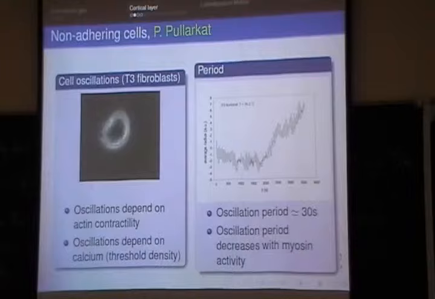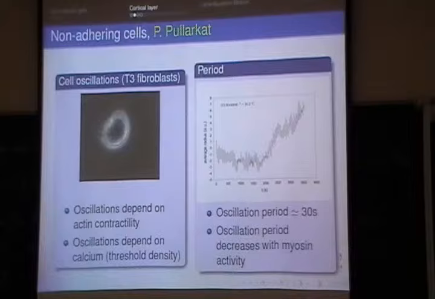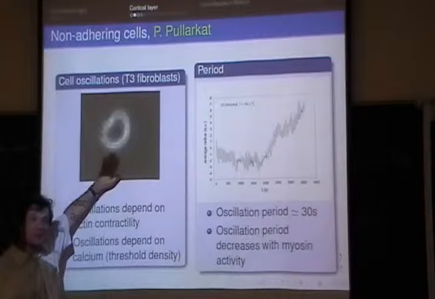Of course, then you want to know what creates these oscillations. And of course, it has to do with actin and myosin, otherwise I wouldn't show you. If you inhibit the myosin, so you destroy the myosin, the cell stops oscillating. If you destroy the actin cortex by adding another drug, the cell stops oscillating. Now it's known that in these cells, actin is mostly at the cortex. So what this means is that this instability that we see here is an instability of the cortical actin layer.